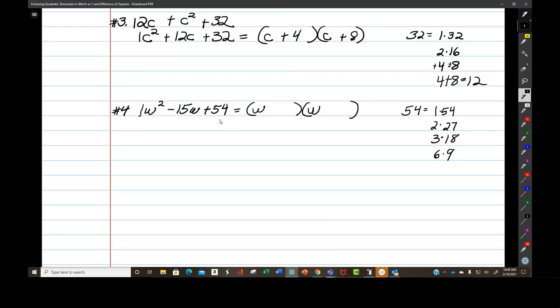A positive number can also equal a negative number times a negative number. So we're going to go to negative 1 times negative 54, negative 2 times negative 27, negative 3 times negative 18, and negative 6 times negative 9. There you go. Negative 6 plus negative 9 equals negative 15. Those are the numbers we want. So negative 6 becomes minus 6, and negative 9 becomes minus 9.